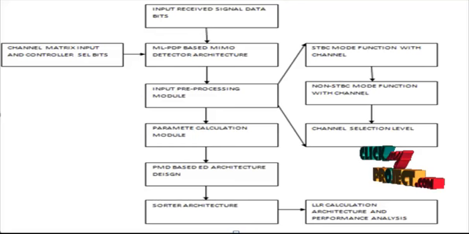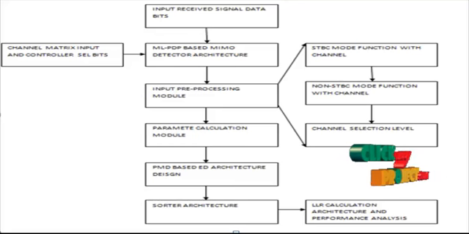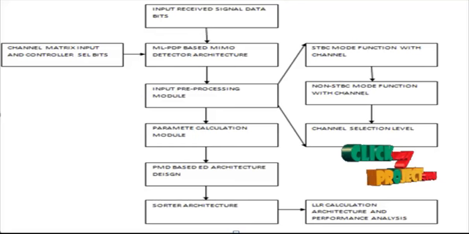Next we see the flow diagram for the project. This is the overall MIMO detector architecture. This architecture consists of multiple elements. These components are the input pre-processing module and parameter calculation module, then the BMD section and the sorter unit. This performs the overall calculation of the signal availability of the channel in the MIMO detecting architecture.